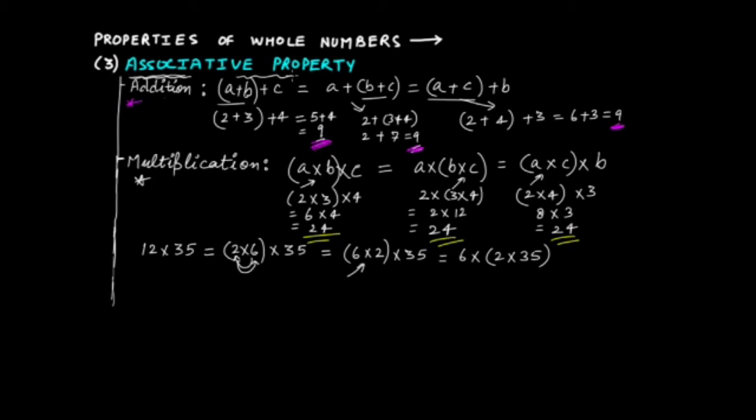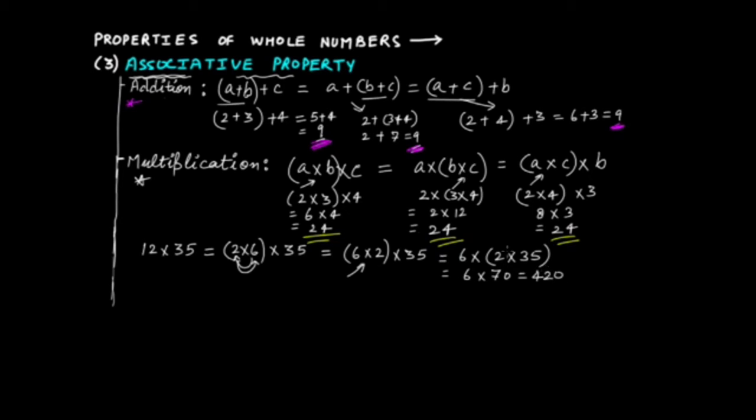First, when you interchange the order, the position, you're using the commutative property of multiplication, and now what you're doing is grouping two different numbers. Previously it was 6 and 2 grouped together. Now you're grouping together 2 and 35, and therefore what you would get is 6 multiplied by 70, and therefore it would be 420.